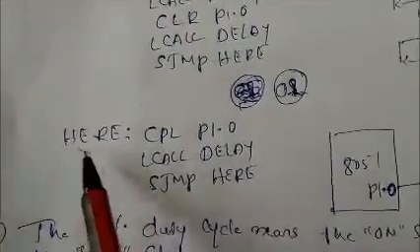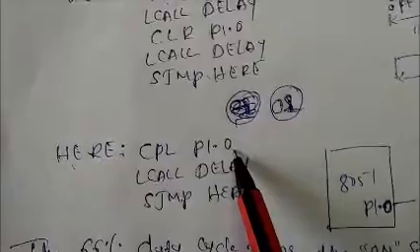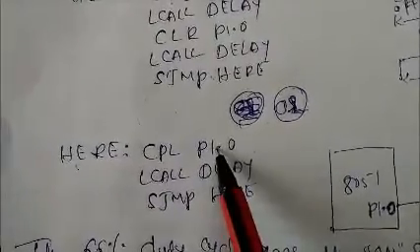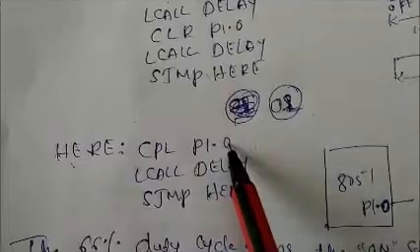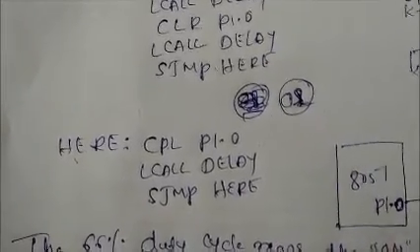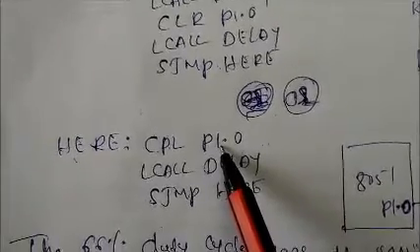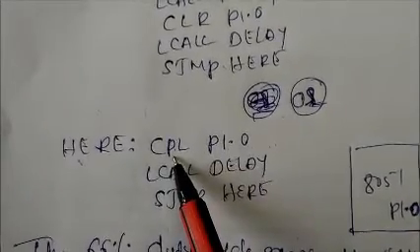Or you can write the same program differently. Here, colon, CPL P1.0. CPL means the complement of P1.0. Complement means if it initially has the value 0, it will make the complement, logically 1. Logically 1 means I am going to set that individual bit. LCALL delay, again it will execute the call subroutine. Again SJMP here means again it will come back here. So again CPL of this means previously it was 1, so now 1 becomes 0 because of complement.